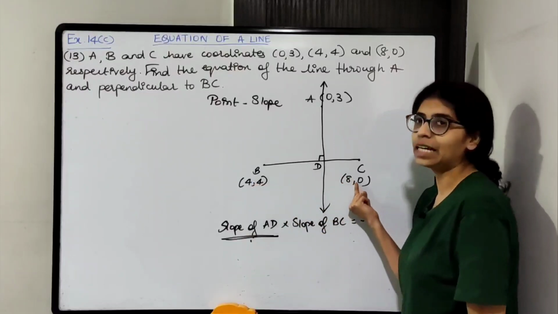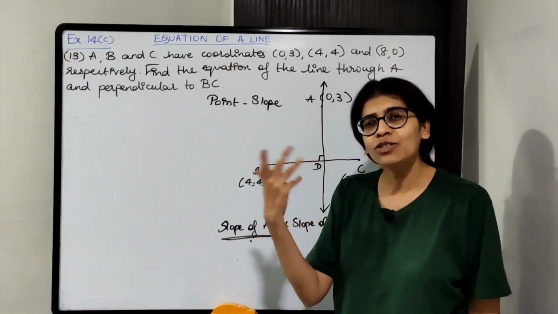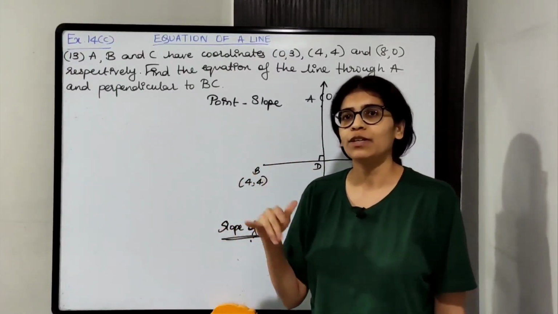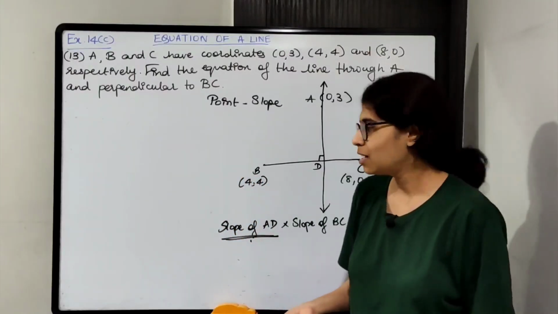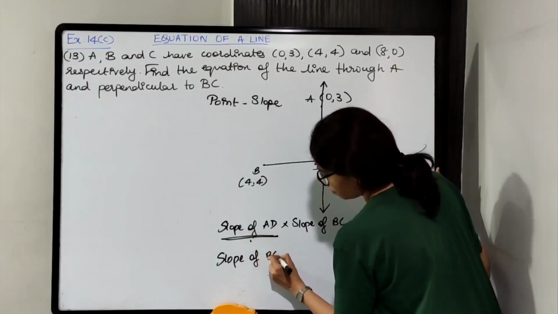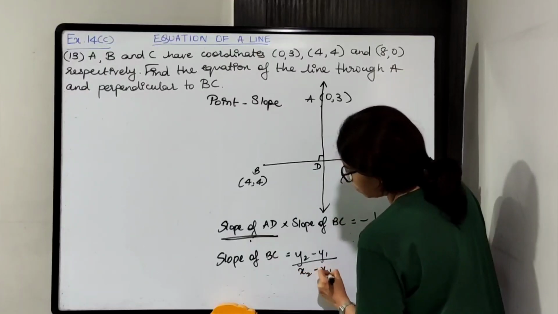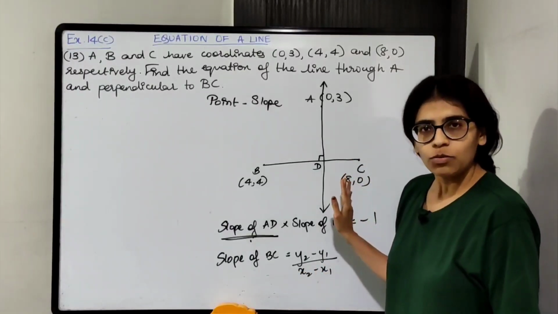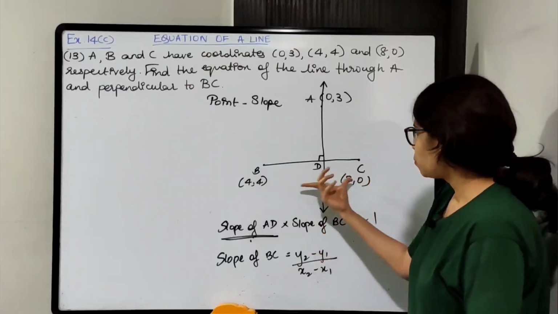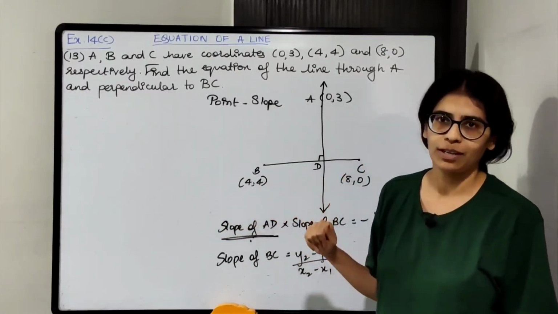B and C का coordinates पता है. You know the coordinates. So you can easily find out the slope of this line using the formula m is equal to y2 minus y1 upon x2 minus x1. है ना? So slope of BC is easy to find. So y1, y2 and x1, x2 will be the coordinates of B and C. Okay. So you can easily find out slope of BC. एक बार slope मिल गया, then slope of AD easily मिल जाएगा.